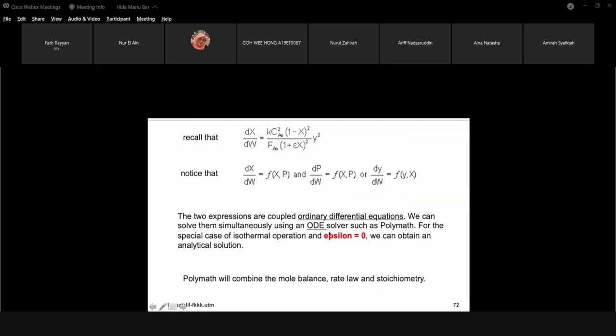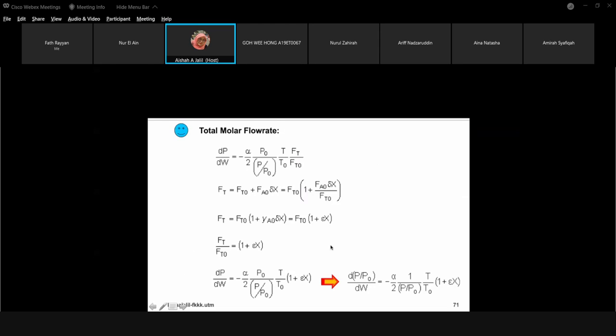Okay, these equations are coupled ordinary differential equations. You can solve them simultaneously using the ODE solver, but in your test or exam you cannot use the solver, right? For the special case only, of isothermal operation and where epsilon equals 0, then we can calculate by analytical solution. That's why, for me, if epsilon equals 0 only, you can calculate for the pressure drop.